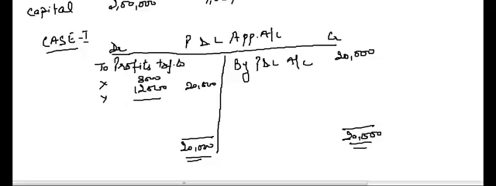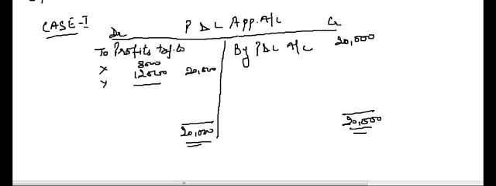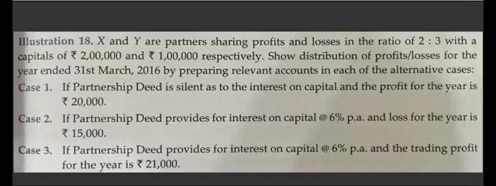Because the partnership deed is silent as to interest on capital, the provisions of Indian Partnership Act 1932 will apply, which states that no interest on capital is to be paid. Let's see the second case now. Second case says, if the partnership deed provides for interest on capital at the rate of 6% per annum. Now the deed is saying that you have to pay interest on capital at the rate of 6% per annum. And loss for the year is 15,000.